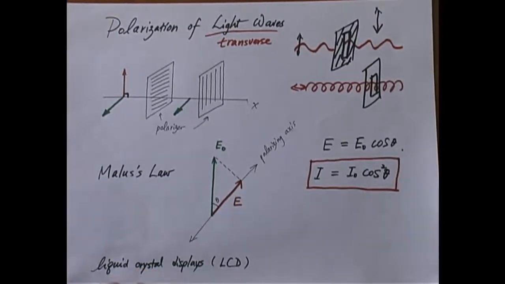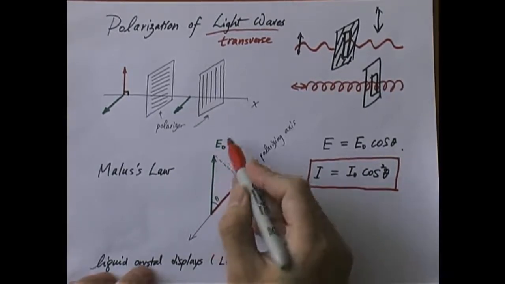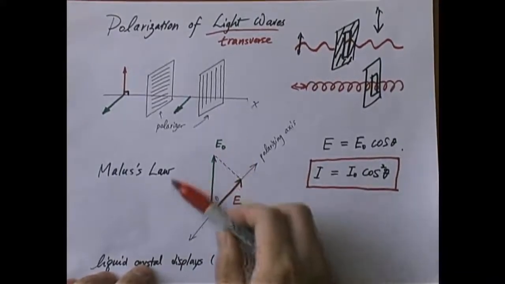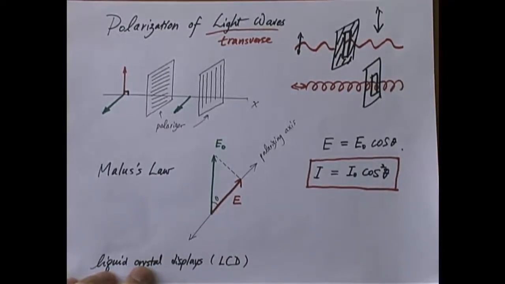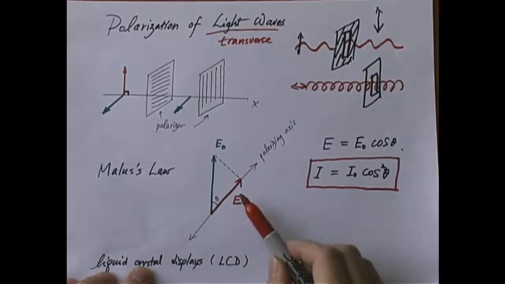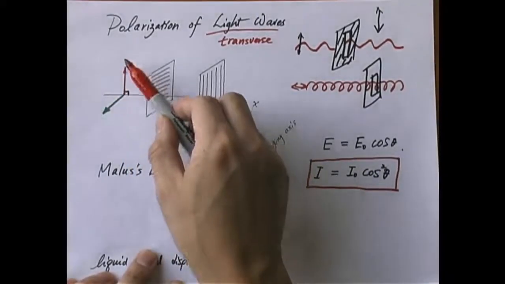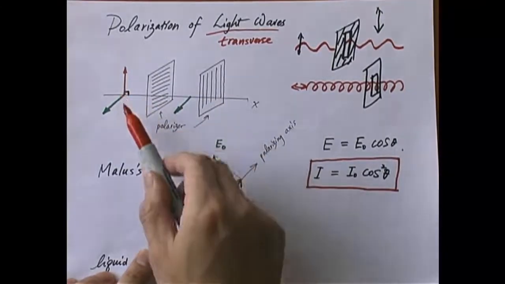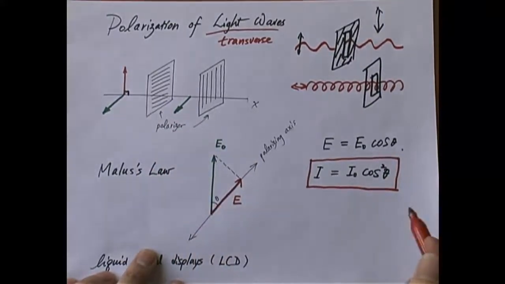Now, what if the original beam is unpolarized? That means the original E naught can have any direction within the xy plane. In other words, this angle theta can have any value between 0 and 360 degrees. Agreed? Now, if that's the case, what is the intensity after you polarize it? So you have an unpolarized beam. The actual direction of E can rotate within the xy plane. You go through a polarizer. What kind of intensity do we have left?